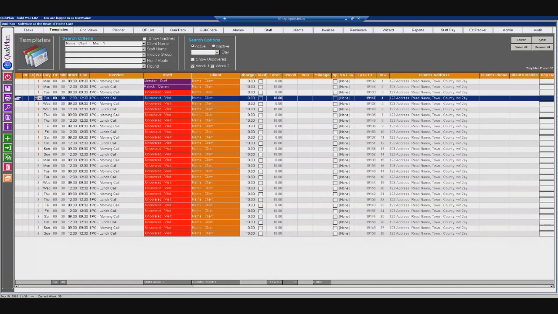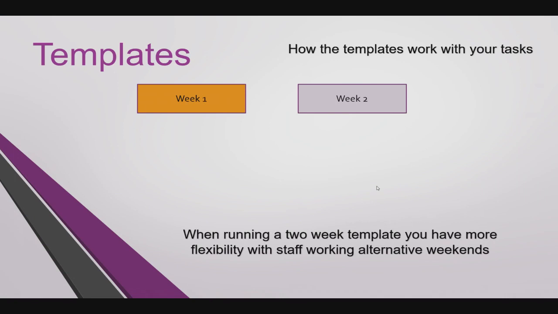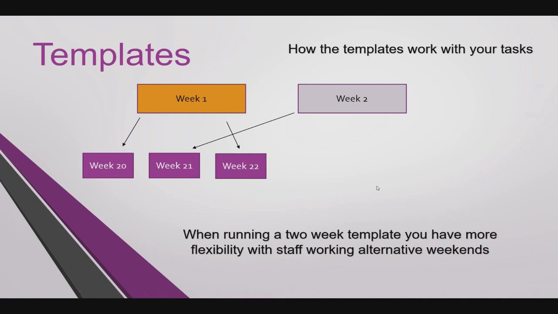So just to quickly show you how the templates work. With your templates, you've got your week 1 and your week 2 template. Now, when we go to create your live visits, this will alternate between week 1 and week 2. So week 1 would create for week 20, the week 2 template would create for week 21, the week 1 template would go back to week 22. So this alternates between the weeks.